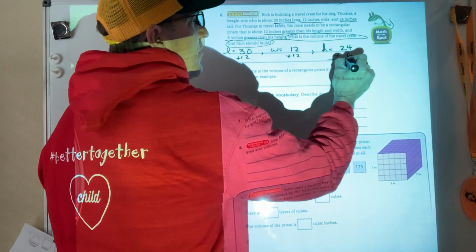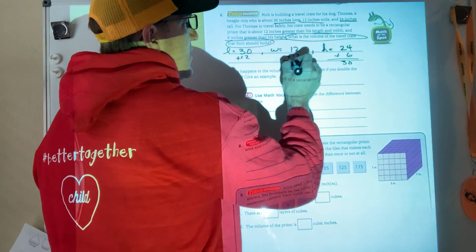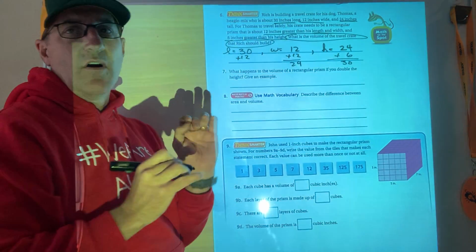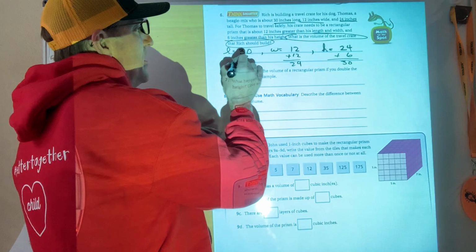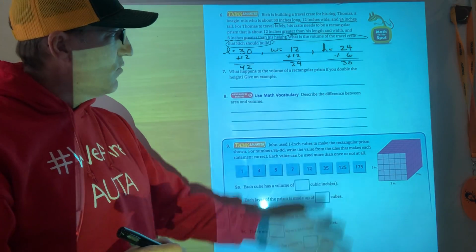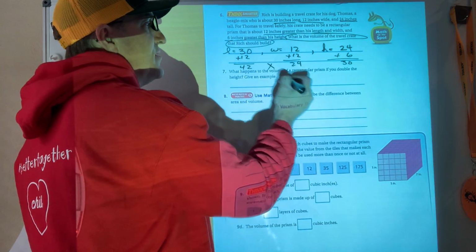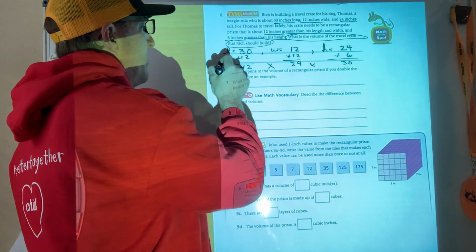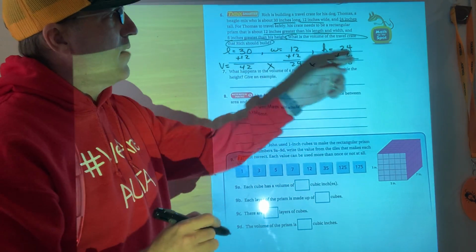So we're going to get 30. 12 plus 12 is 24, right? And then 42. 0 plus 2, 2. 3 plus 1 is 4. And really what I've got here is 42 times 24 times 30. Volume equals length times width times height.